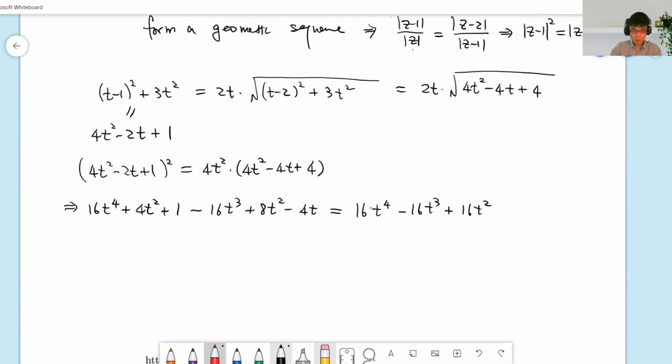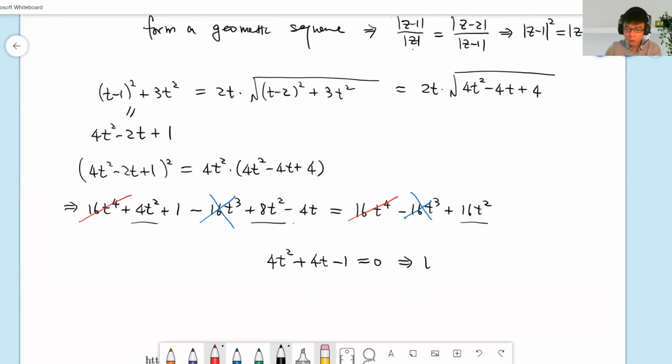Now we can cancel several terms. First, the t fourth term cancels, and the t cubed term also cancels. We only have the t squared term and the t term, so that's a quadratic equation. Let's simplify it. We have 4t squared on the right, and for the t terms, let's move them to the right. We have 4t here and minus 1. So that's the equation on t.